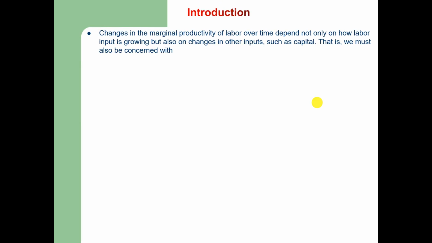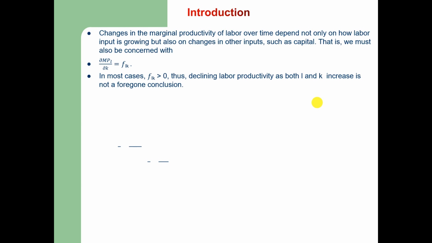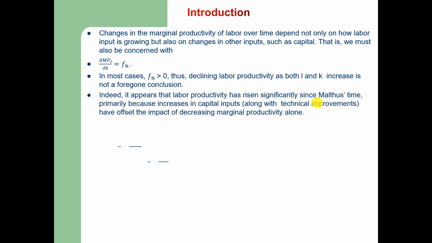Changes in the marginal productivity of labor over time depend not only on how labor input is growing, but also on changes in other inputs such as capital. That is, we must also be concerned with the partial derivative of the marginal productivity of labor with respect to capital, that is the second order cross partial derivative. And in most cases, the second order cross partial derivative of labor with respect to capital is positive, which means that declining labor productivity as both L and K increase is not a foregone conclusion.